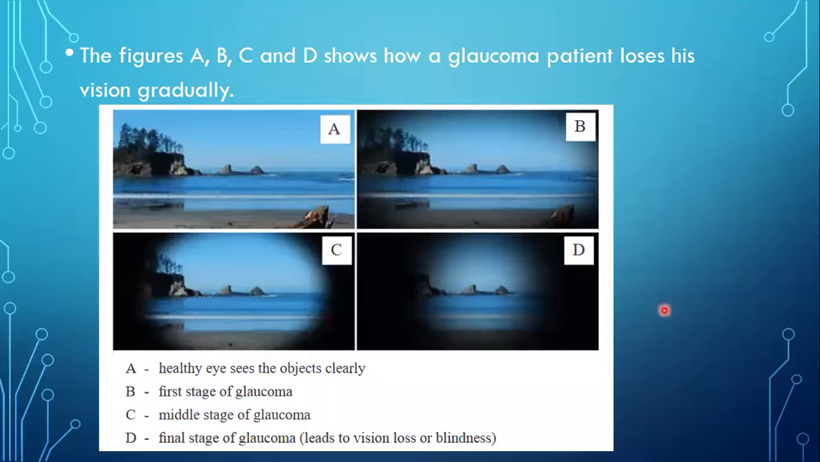In the figure, A, B, C, and D show how a glaucoma patient loses his vision gradually. A healthy eye sees the object clearly. Figure B, first stage of glaucoma. Middle stage of glaucoma in figure C. Final stage of glaucoma in figure D leads to vision loss or blindness.